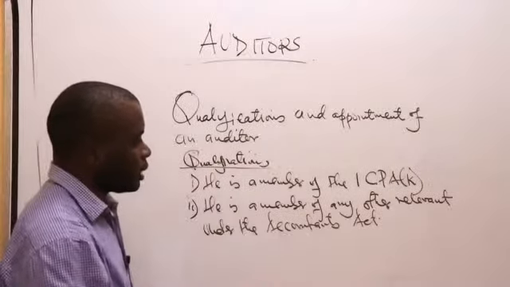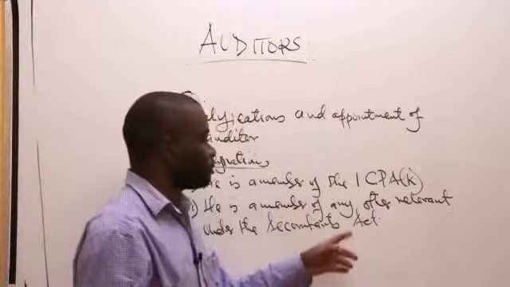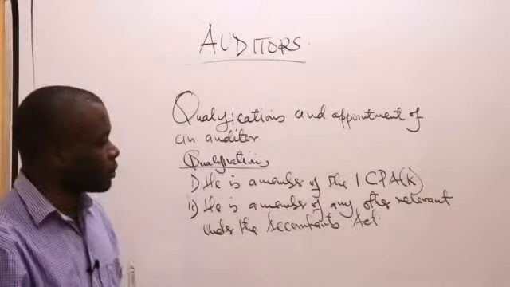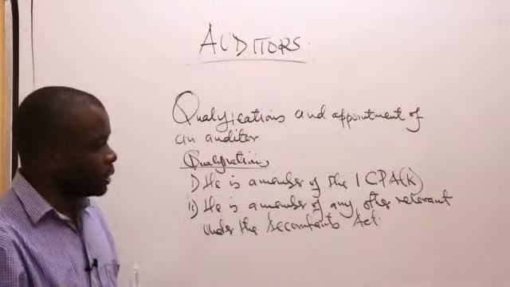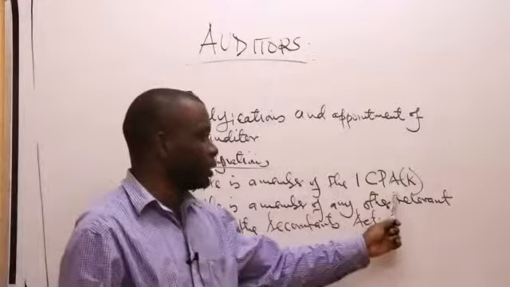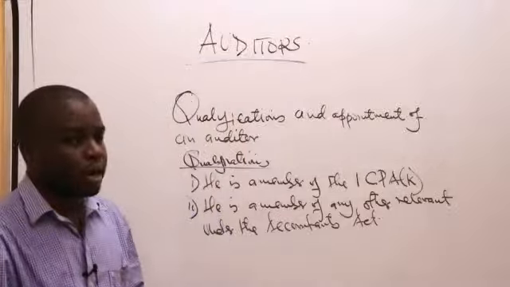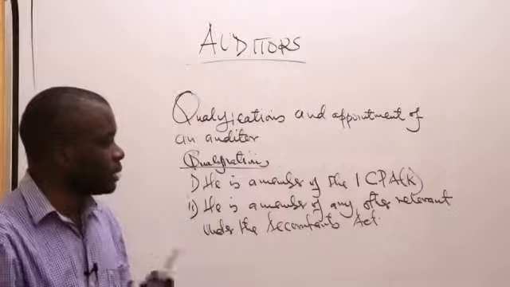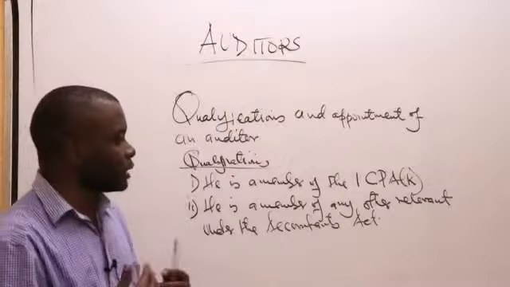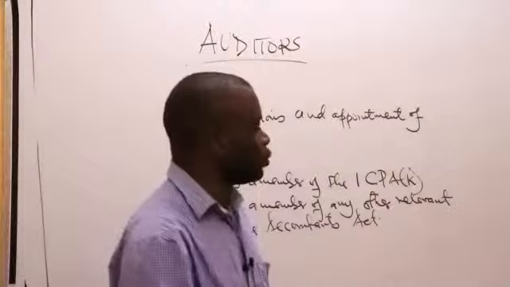It is mandatory for any person being appointed as an auditor of a company to be a member of this body, the Institute of Certified Public Accountants of Kenya. So how do you become a member? The route is that you must have done the CPA exam up to final level. Then you can be admitted as a member. If you practice for a certain period of time, you'll be certified to provide auditing services to any person.